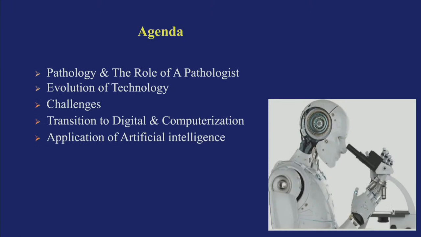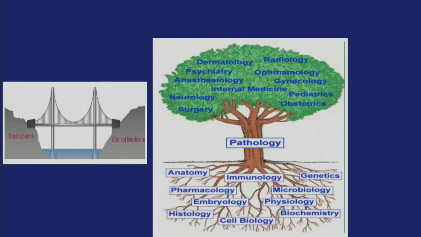So in my talk, I'll just say what, as a pathologist, our day-to-day job is. What's the evolution of technology? What are the updates in pathology in relation to digitization, and how it has paved the path to AI, and how AI is going to help us in our future?